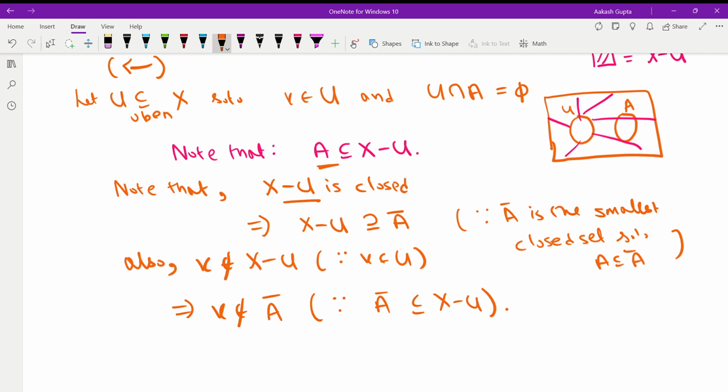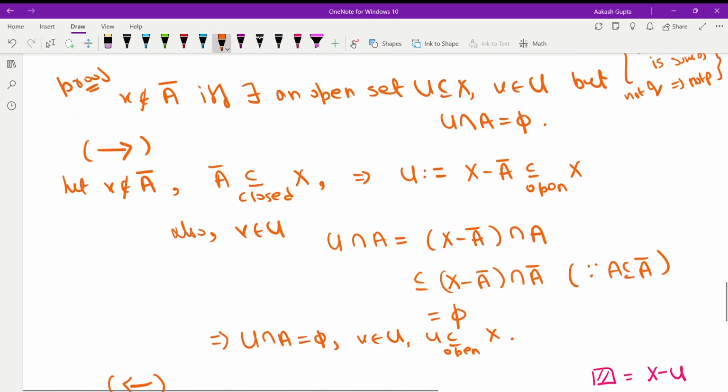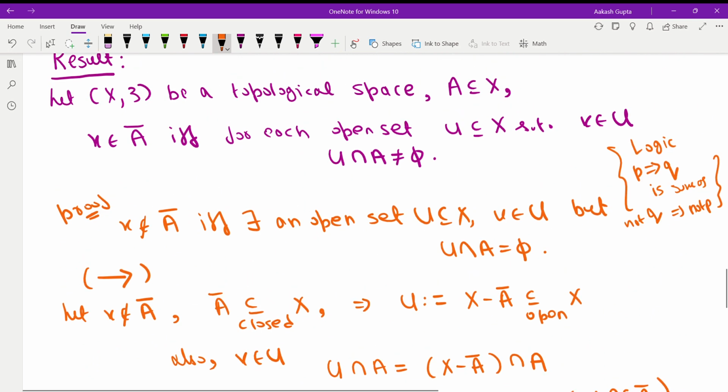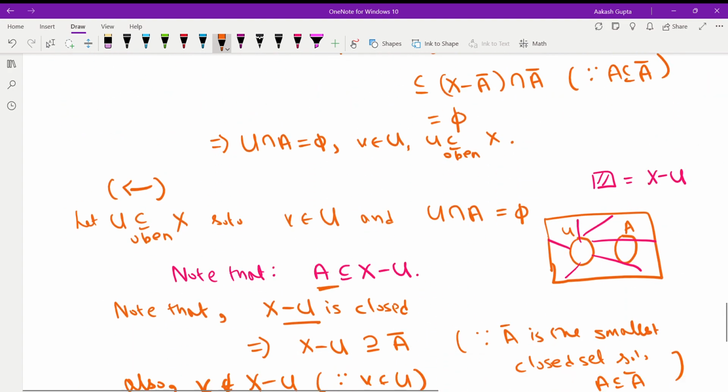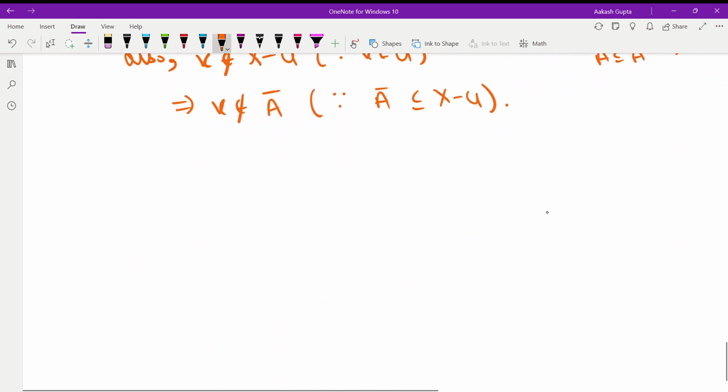Because if x is in U, it cannot be in the complement, right? So you see, this is the kind of statement we can have about when a point qualifies to be in a closure. I want you guys to try one thing.